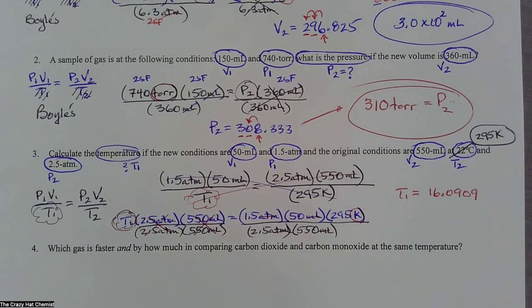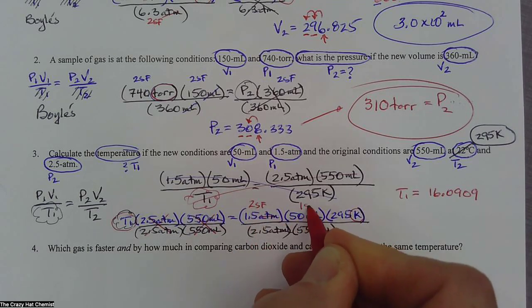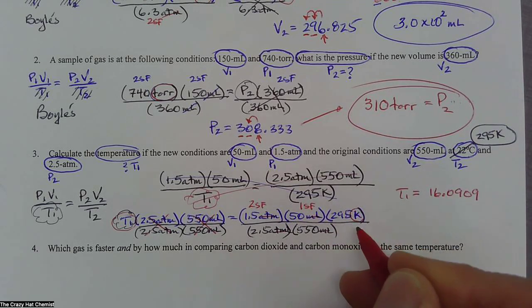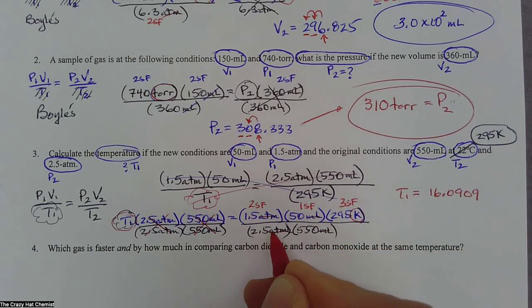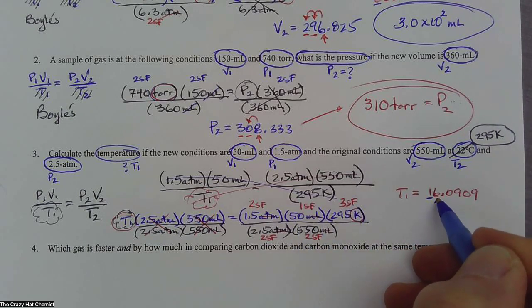16.0909. Now I need to look at significant figures. This number 1.5 has two significant figures. This number 50 has one significant figure because that trailing zero does not count. This 295, after being converted to Kelvin, has three significant figures. 2.5 has two significant figures, and this 550 has two significant figures. So the fewest number of significant figures I have is actually one. So I'm going to round this to one significant figure.